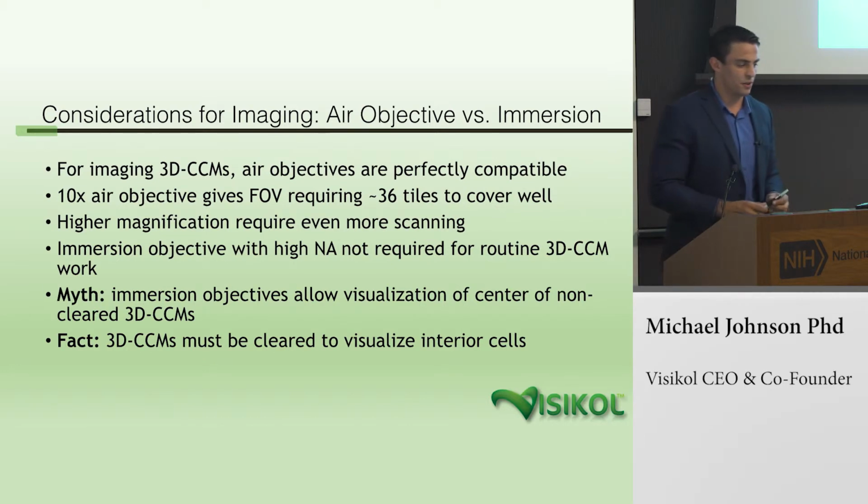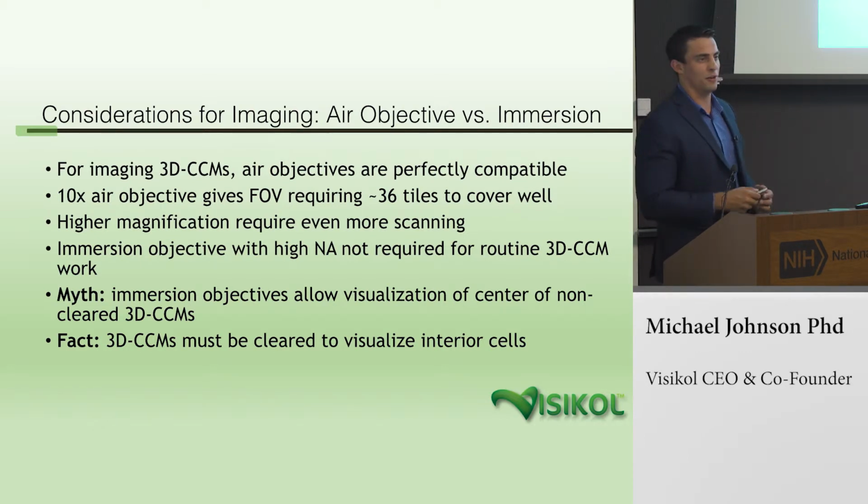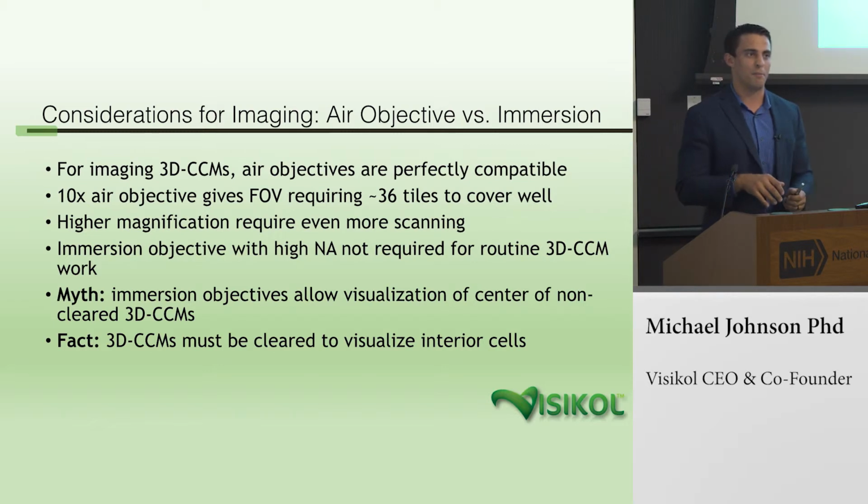The other consideration we've heard a lot about from researchers is the type of objective to use on the microscope. There's a number of immersion objectives that are out there. Immersion objectives are very popular if you're trying to image into a full mouse brain depth, because you absolutely need them to get past 1 or 2 or 3 millimeters of depth into a tissue. Otherwise, you get a whole bunch of problems with refractive index mismatch. But for looking at 3D cell culture models, you don't need a dipping objective.